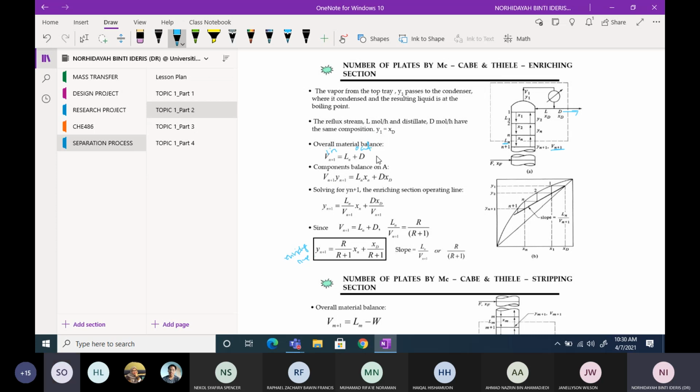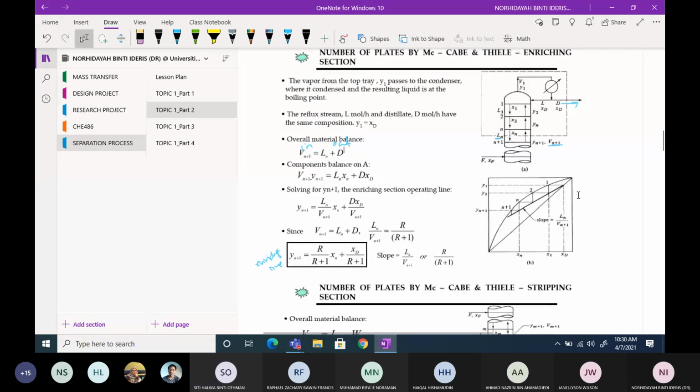So Ln and D. Okay, Ln and D is in liquid phase, means that you need to multiply by the Sn and Sd respectively. Okay, all right, so this is the first equation.